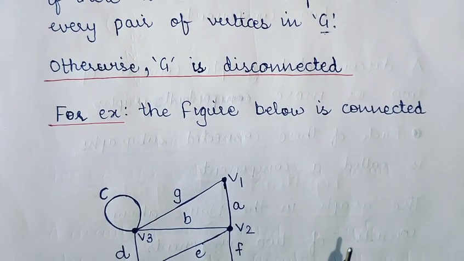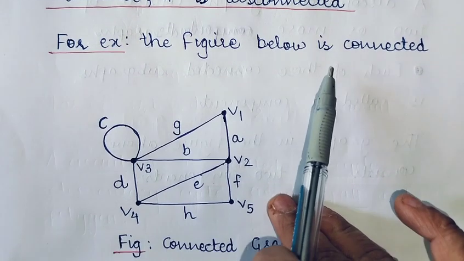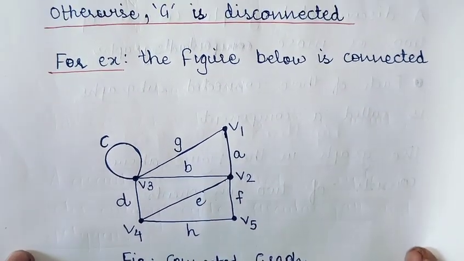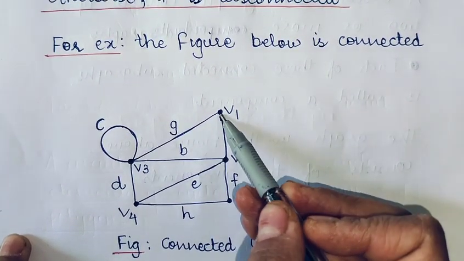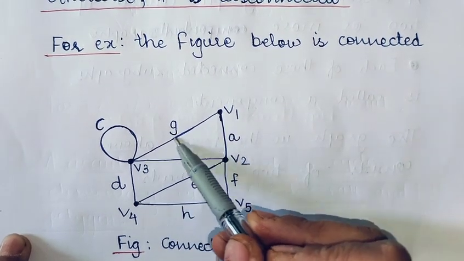We'll see through an example. The figure below shows you a graph. Now this shows an example of a connected graph. Let's see how this graph is connected. You see, I start from vertex V1. Now if I want to reach vertex V4, I have two paths to do that.